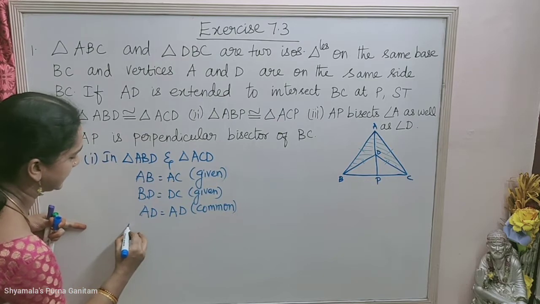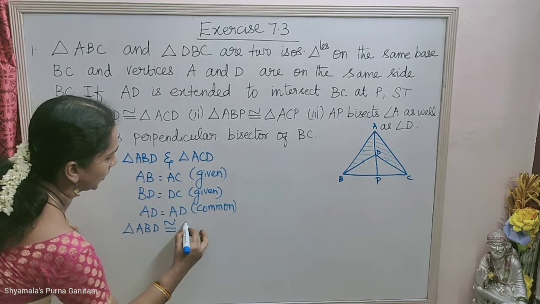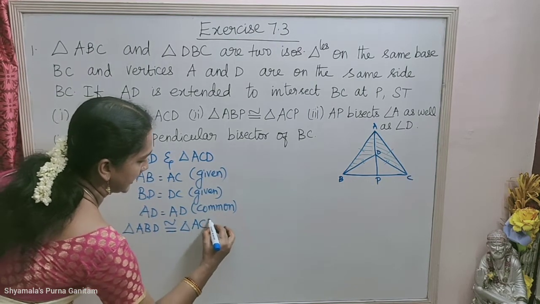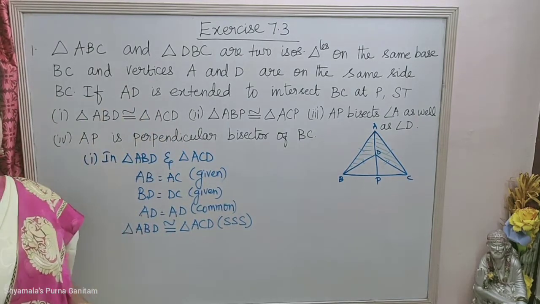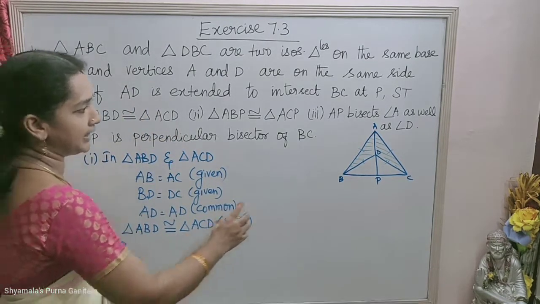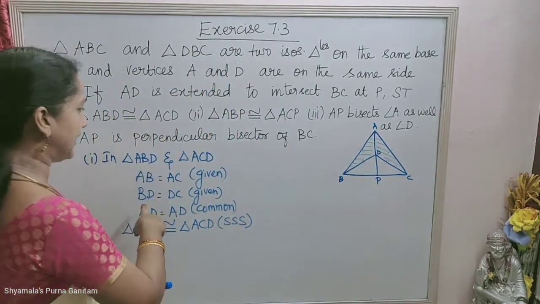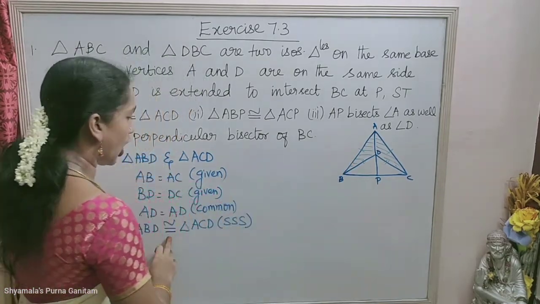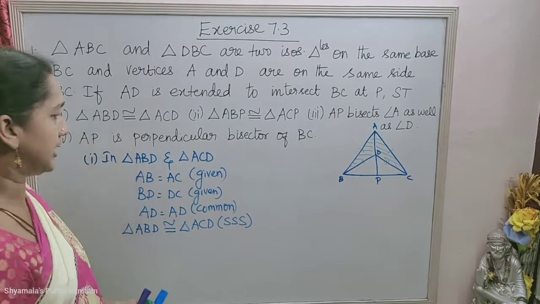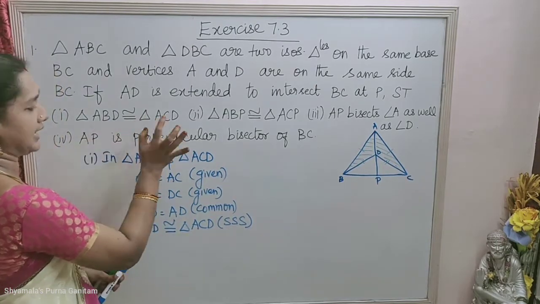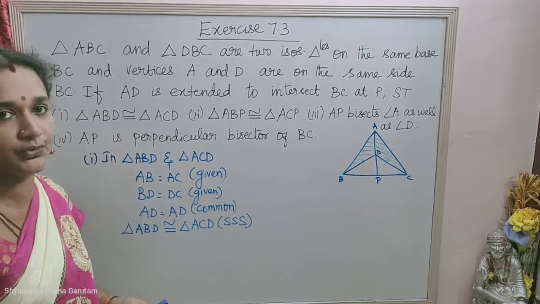So by SSS congruence, triangle ABD is congruent to triangle ACD. This triangle ABD, which I have shaded green, is congruent to triangle ACD. So both the triangles are congruent to each other. The first proof is over: ABD and ACD we have proved.